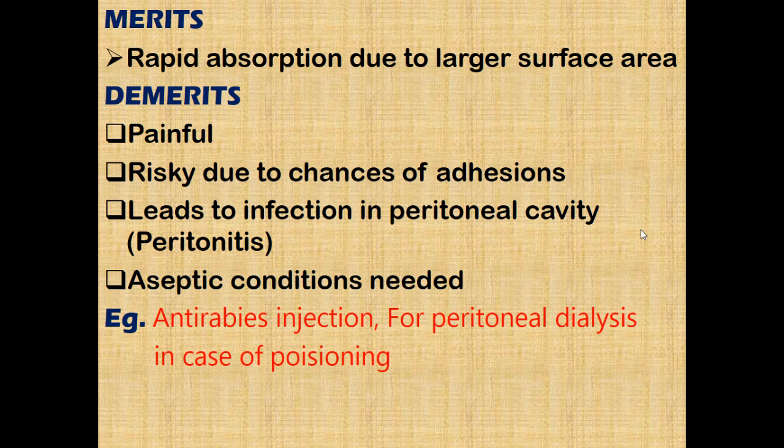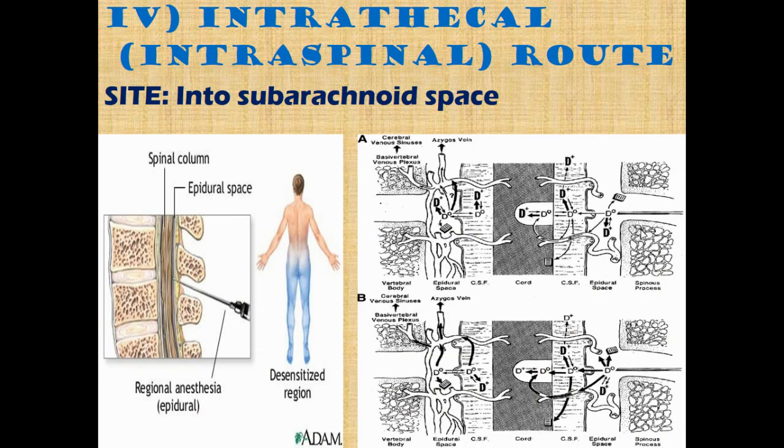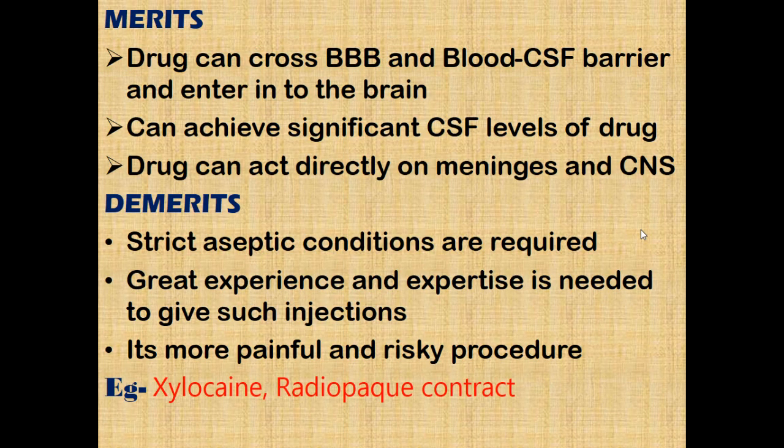Okay, these are all the important routes I have explained. The rest of the routes are not so important, but you should know them. That's why you just have a look. Then intrathecal: into the subarachnoid space. Drugs we give are xylocaine and radiopaque contrast. You should maintain very important aseptic condition, and only in this route can you achieve significant CSF levels.